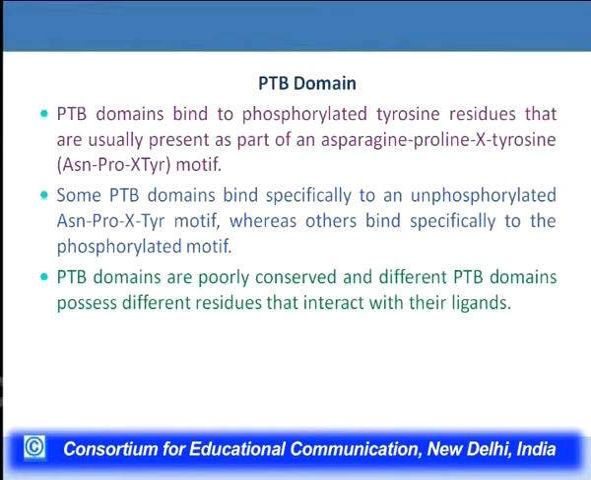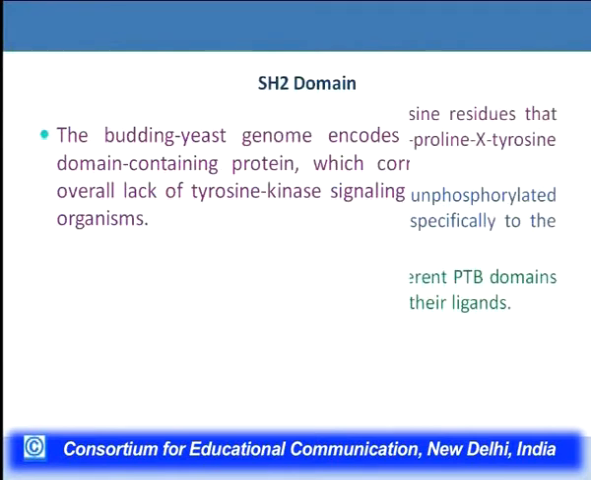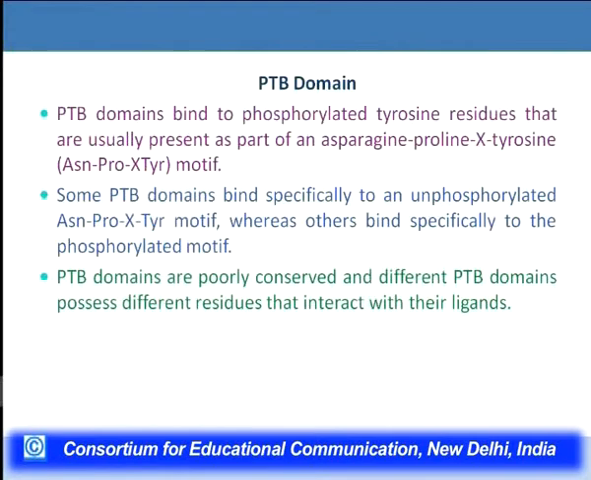These domains bind specifically; some domains bind to unphosphorylated regions, whereas others bind to phosphorylated regions. But they are not highly conserved, and different PTB domains have different residues which can interact with different types of ligands, whereas the SH2 domains are quite conserved and they bind to specific ligands. Now, once this happens, a series of reactions occurs which is termed a signaling pathway.